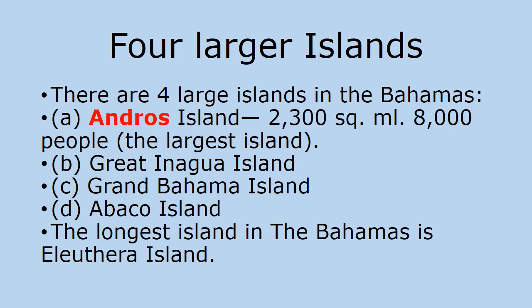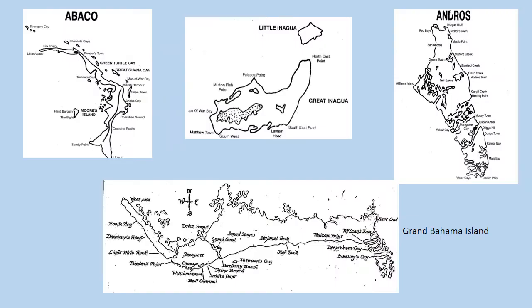Then we have Great Inagua Island. Next we have Grand Bahama Island. And then bringing up the fourth one is Abaco Island. We know that the longest island in the Bahamas is Eleuthera. So we have the islands Abaco, Inagua, Andros, and Grand Bahama.